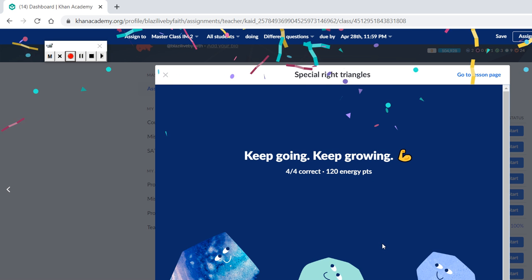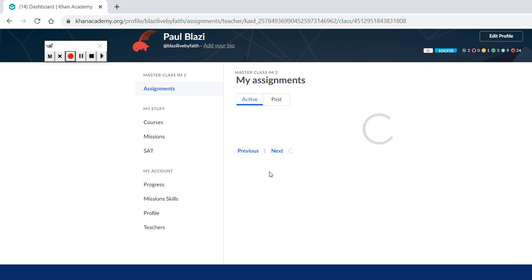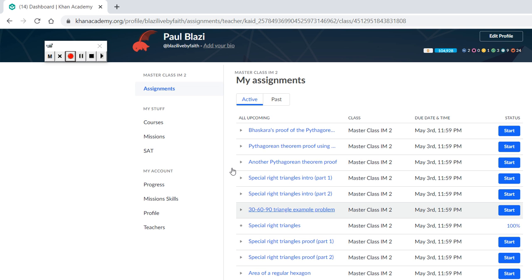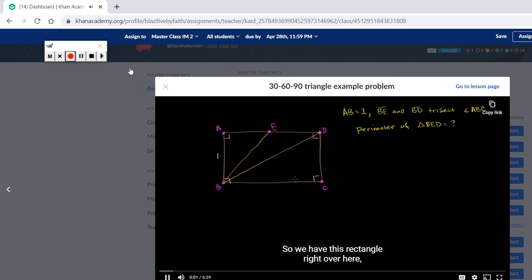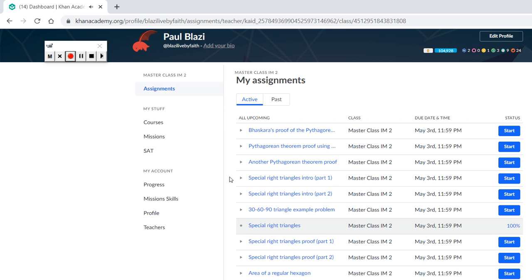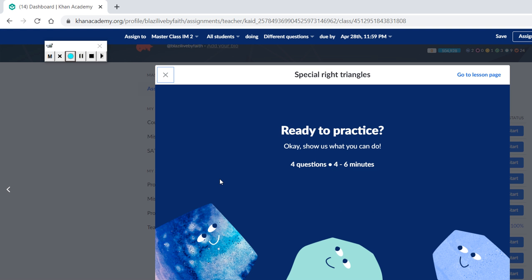Next problem. We're going to do another one. See the star next to this? That means this is an exercise. If it has a play button next to it, those are the videos. So if they have a star next to them, those are exercises. I need to make sure those get done.